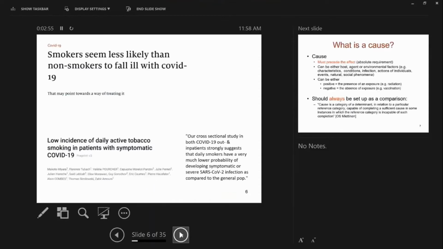Smoking. I was blown away that the Economist magazine ran a headline, which completely boggles my mind, based on a cross-sectional study, which is one of the weakest epidemiological designs, full of potential selection bias and confounding. Yet the Economist ran a story that smokers seem less likely than non-smokers to fall ill with COVID. To me, this is irresponsible reporting by the Economist.